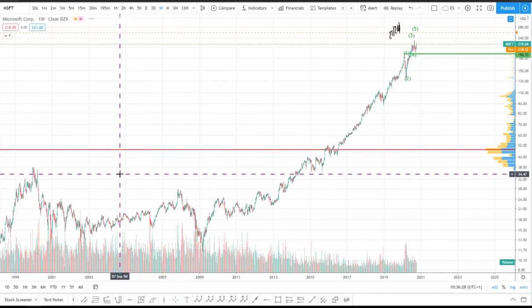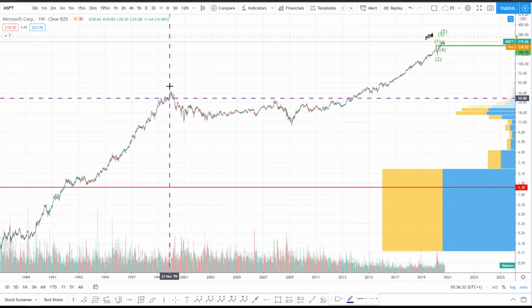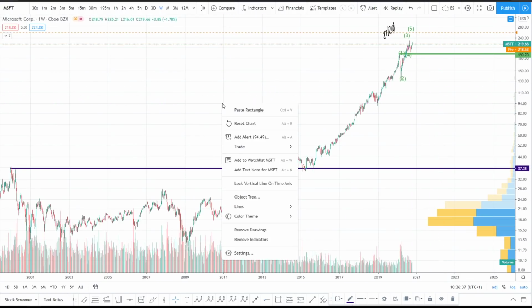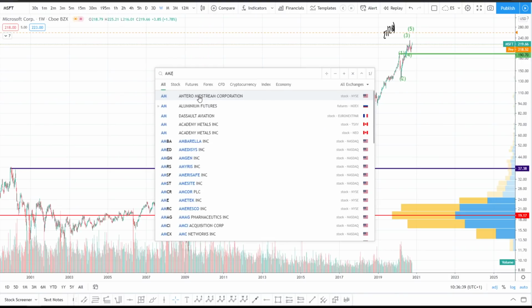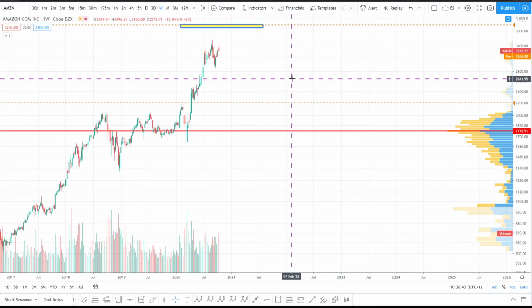Quite concerning up here. Not a lot of traction. How long did it take to take out that high? Took 14 years. Amazon, let's not even go into Amazon. That's in a huge Wyckoff distribution. Doesn't look good at all.